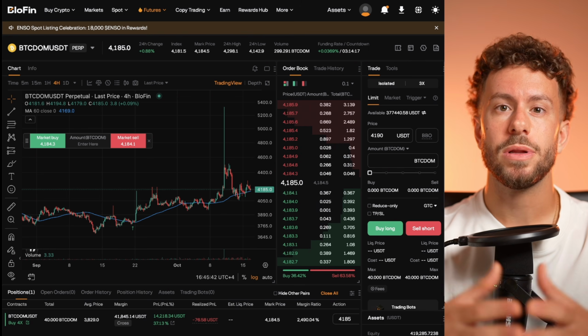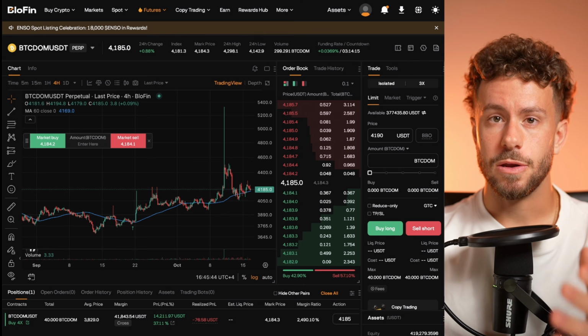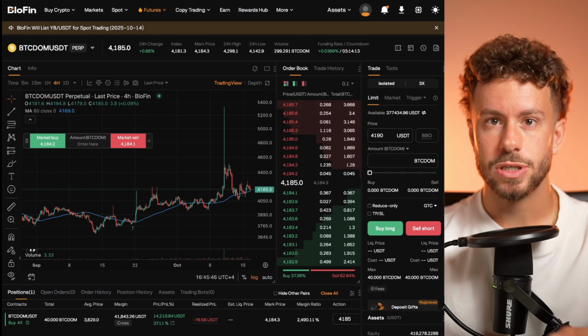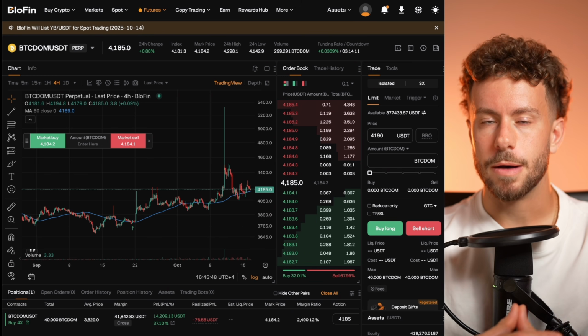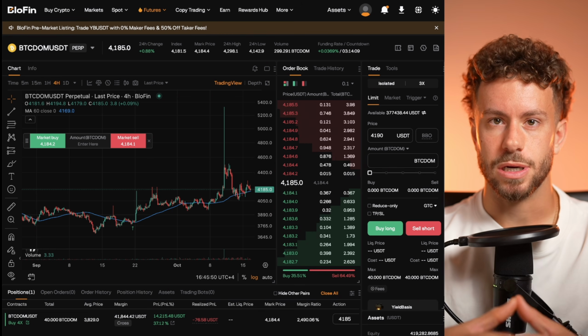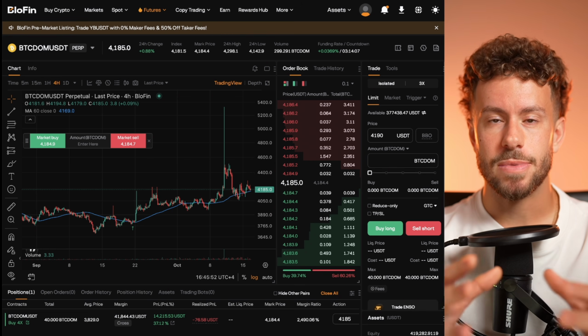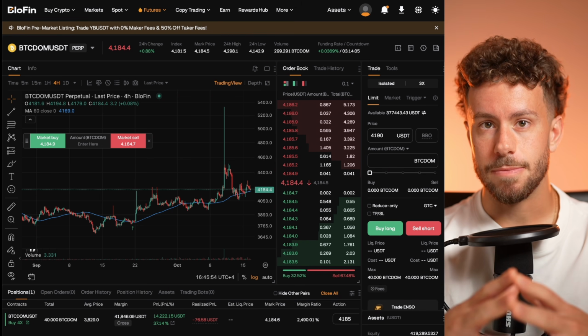So, for example, if you have $10,000 and you use 5x leverage, this essentially means that you're opening up a $50,000 position. If you have less capital, same thing applies. More capital, same thing applies.